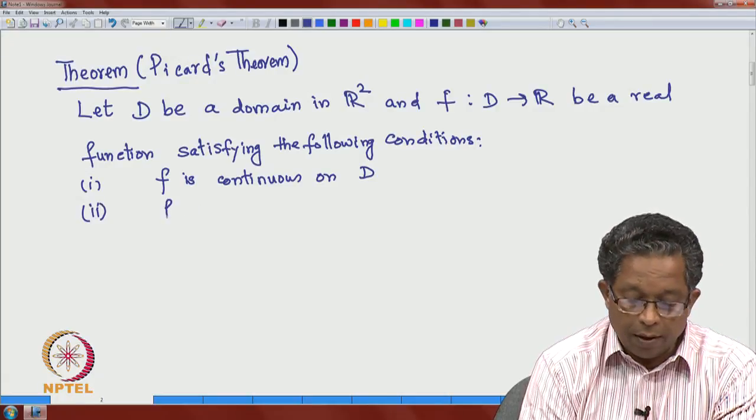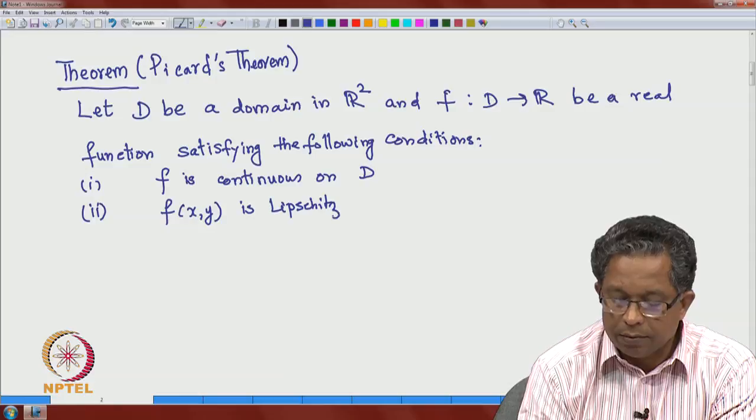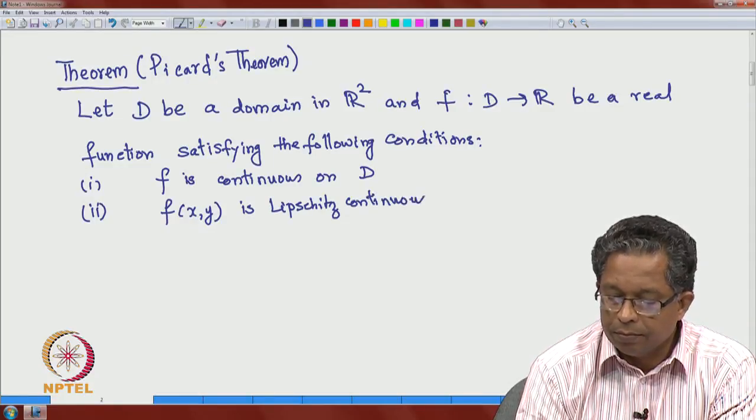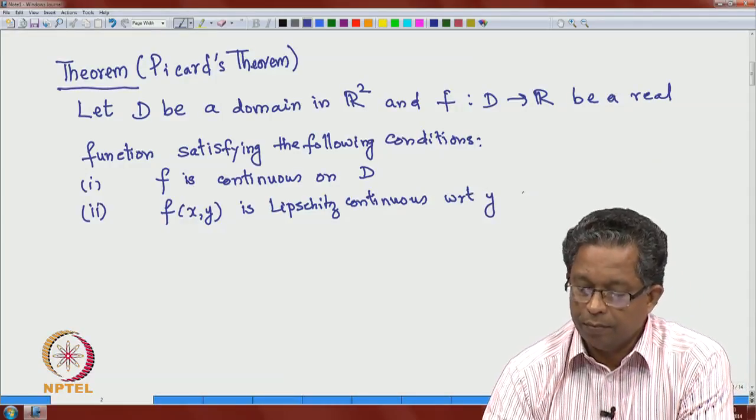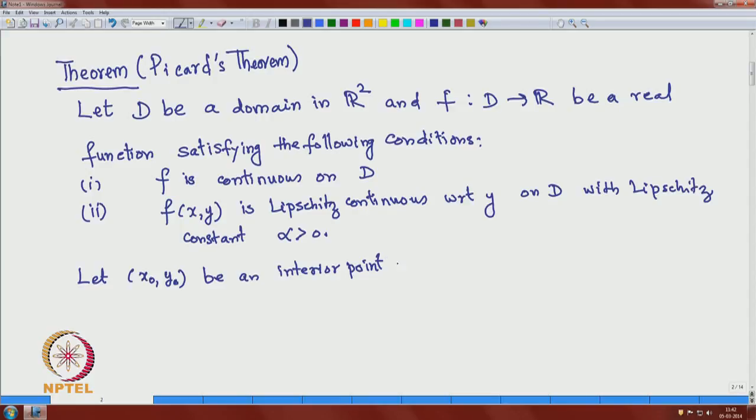And f(x, y) is Lipschitz continuous with respect to y on D with the Lipschitz constant alpha, which is a positive constant, and let (x0, y0) be an interior point of D.